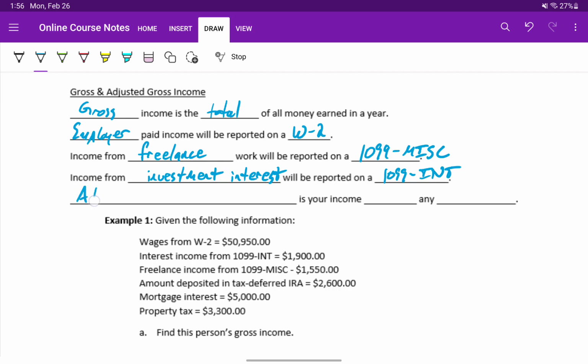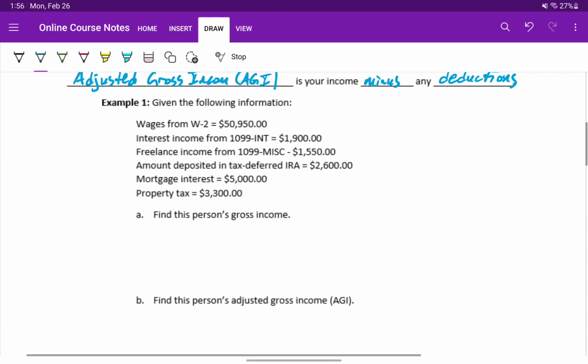And then your adjusted gross income, AGI, is your income minus any deductions, which we'll start looking at in just a minute. So employer-paid wages, freelance wages, investment interest, those are just a few of the ways a person might make money over the course of a year. Not included here is reporting self-employed income and other options that exist, other ways of making money.